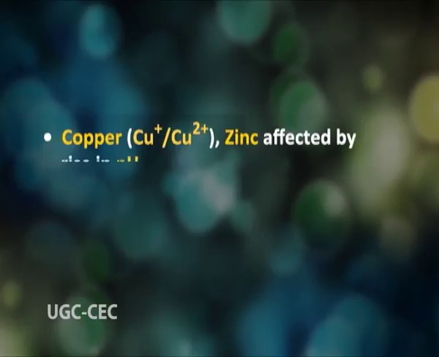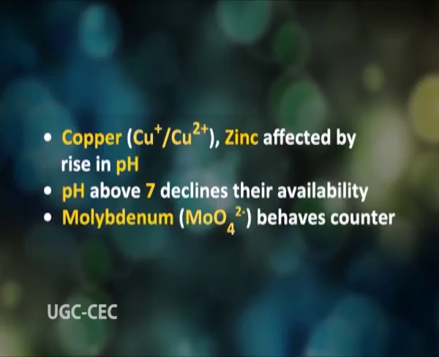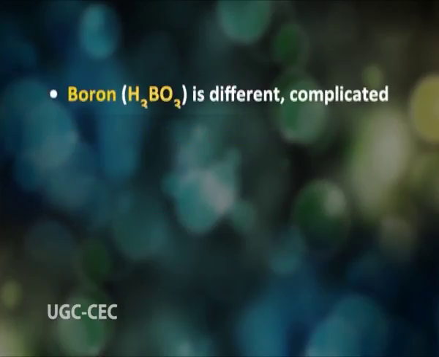Copper and zinc are affected in the same way by rise in pH. The critical point is pH between 6 and 7, and above 7 their availability declines. Molybdenum behaves counter to it. Boron is somewhat different and more complicated.